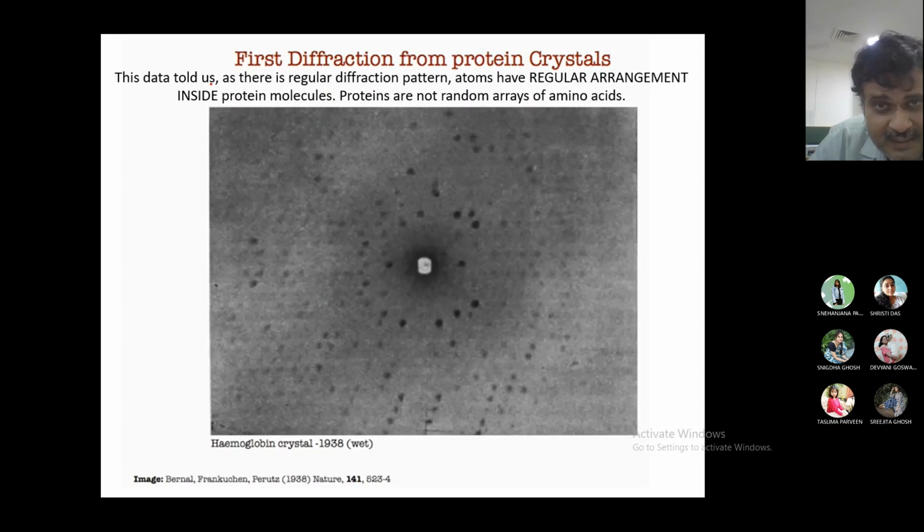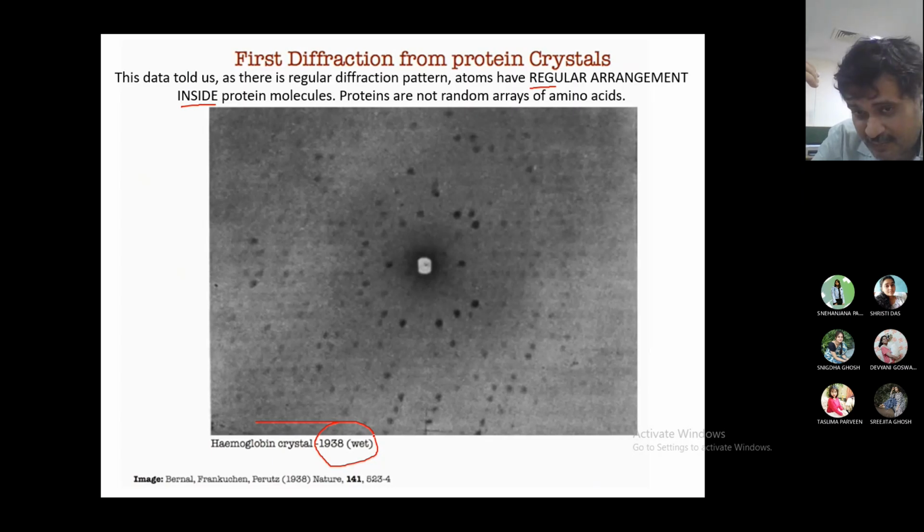So this data told us that there are regular arrangements of peptides inside hemoglobin. Before that, again it is 1938. Before that, people thought that hemoglobin, being a component of red blood cells, had no protein structure present in that compound. It's somewhat disorderly protein, a disordered protein with no particular three-dimensional arrangement.